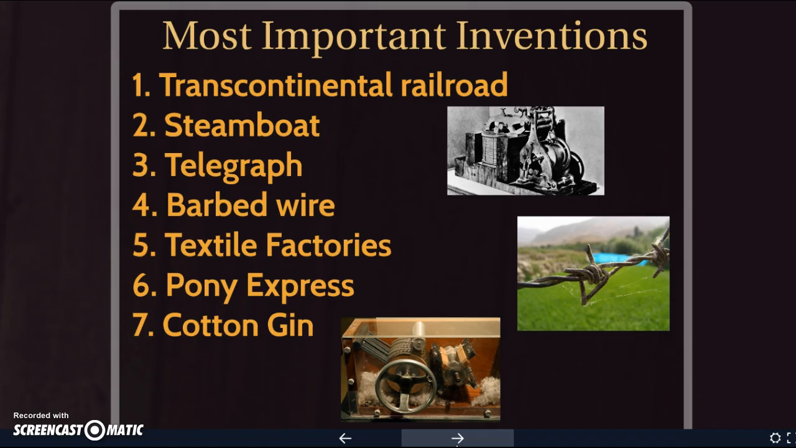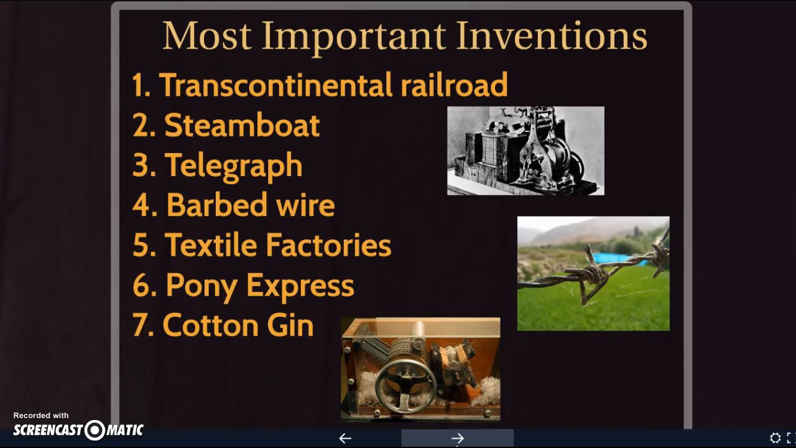Steamboat is another big transportation innovation. Steamboats are going to be much, much faster than boats simply using the river to power them. So before a steamboat, you had to take your boat downstream and use the river, and then you actually had to physically row yourself back upstream to get back to where you came from. So using a steamboat is going to be much more efficient, much faster, especially on big rivers like the Missouri and the Mississippi.